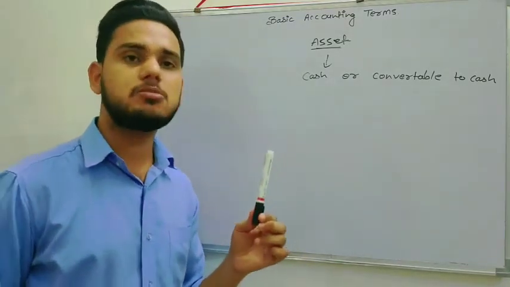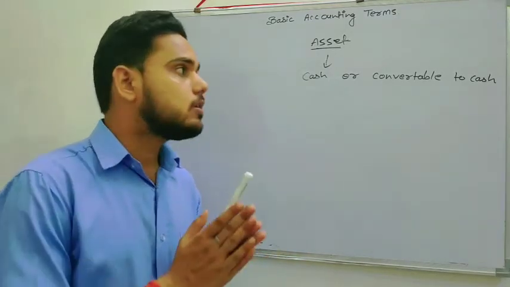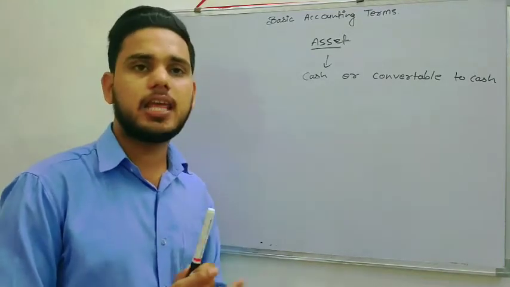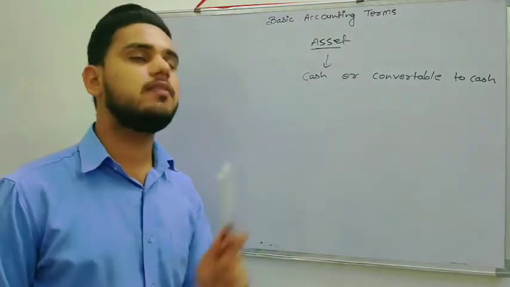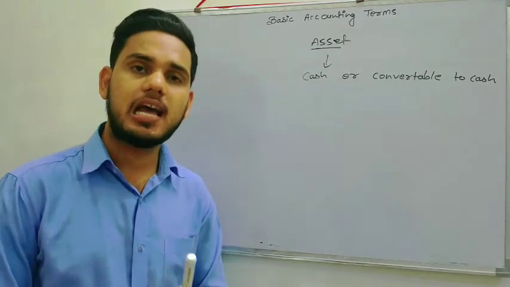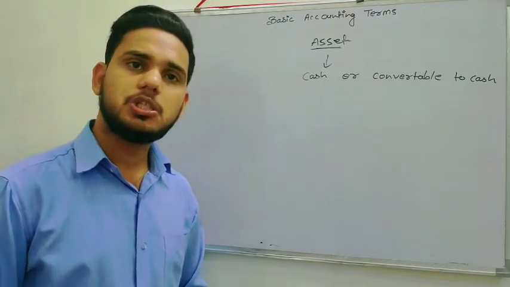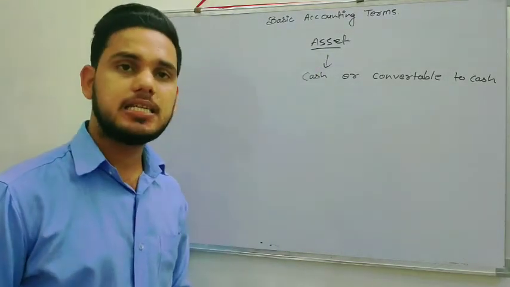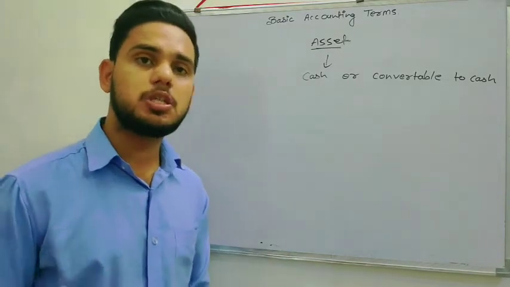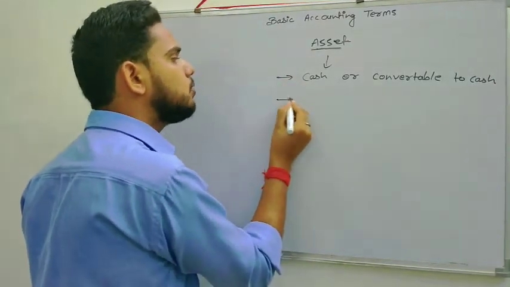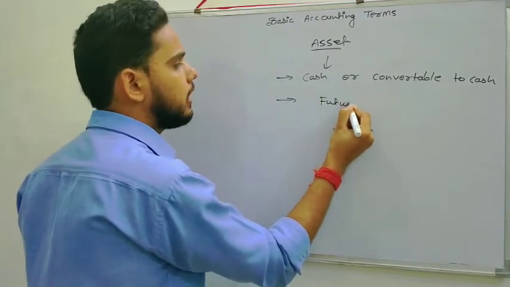For example, I am having this marker. If I want, I can sell it for some money, and whatever money I receive will ultimately be cash. So because this marker is convertible to cash, this marker will be my asset. Same way you can classify everything: the building, your furniture, your equipment, your machineries, these will be assets. So asset means anything which is cash or convertible to cash, with the help of which you can receive some future benefit.